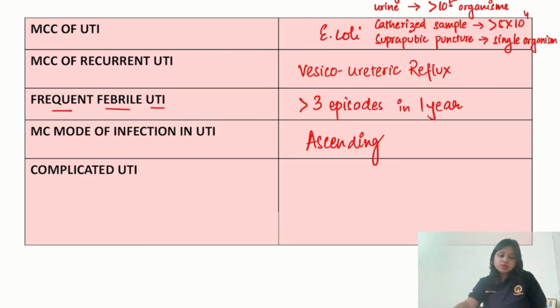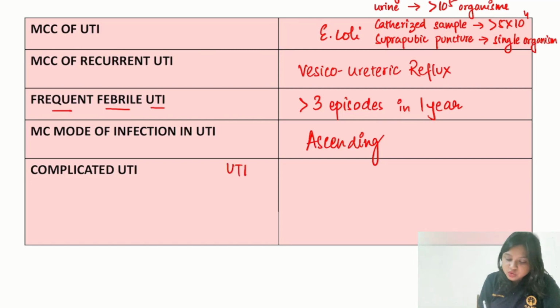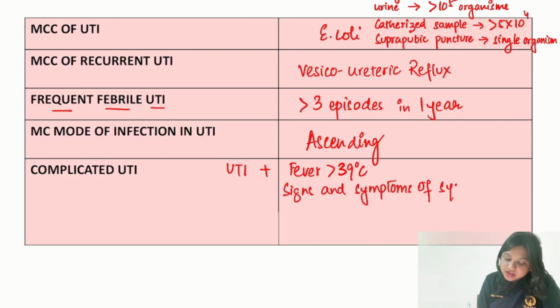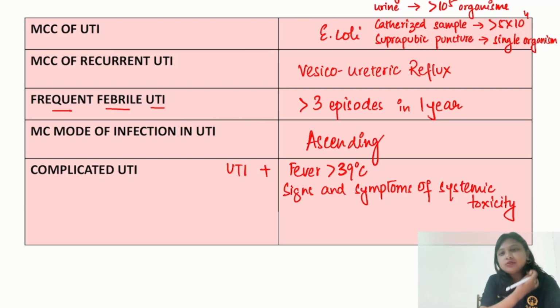So what is meant by the term complicated UTI? Here we are mainly seeing the definitions in case of urinary tract infection. So complicated UTI is, of course, you are having a UTI plus a fever. Fever more than 39 degrees Celsius, that is a high grade fever. Signs and symptoms of systemic toxicity like lethargy, poor feeding, sclerema, etc.